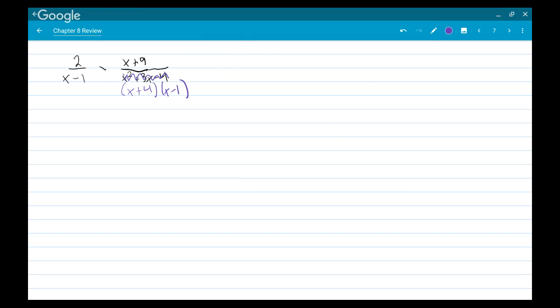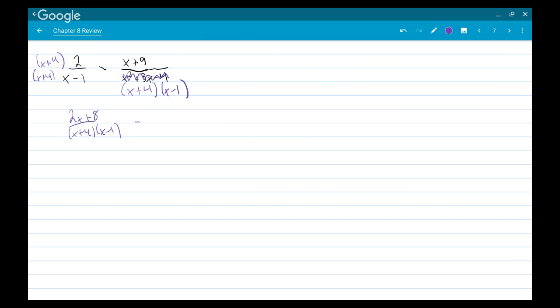This is different from our equation solves. We're not trying to get our denominators to go away because honestly, we can't. There's no other side of the equal sign to kind of balance things out here. So really what we have to do is get a common denominator. We're going to do that by multiplying this first one by x plus 4 over x plus 4. After I do that, I'm going to get 2x plus 8 over x plus 4 times x minus 1.